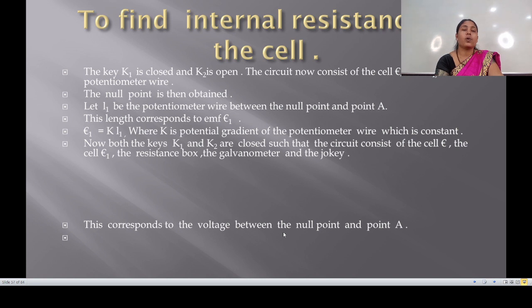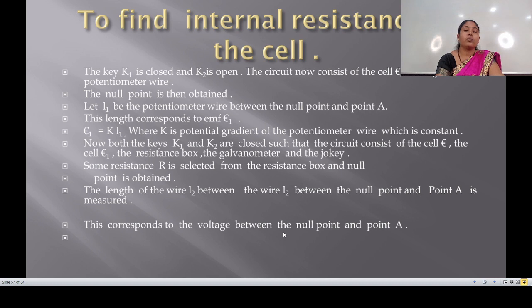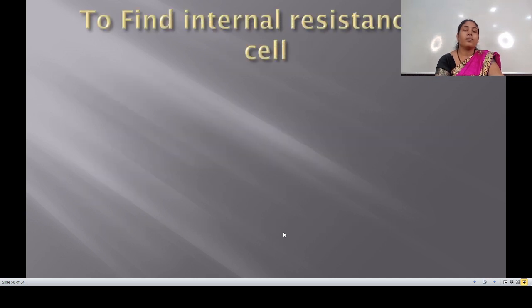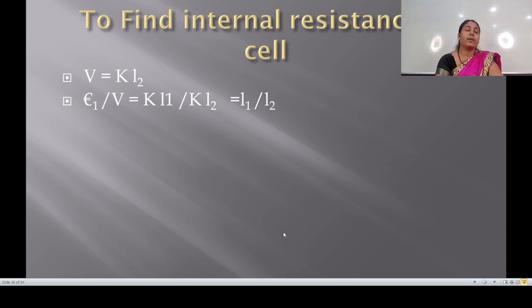E1, the resistance box, the galvanometer and the jockey. Some resistance R is selected from the resistance box and the null point is obtained. The length L2 of the wire between the null point and point A is measured. Here V is equal to K into L2. So E1 divided by V is equal to K L1 divided by K L2. Therefore, E1 by V is equal to L1 divided by L2, the lengths.